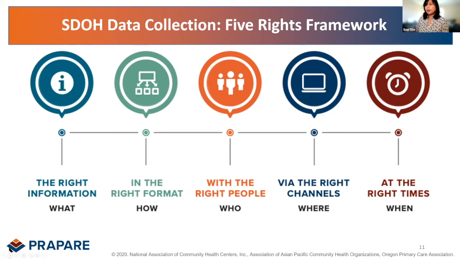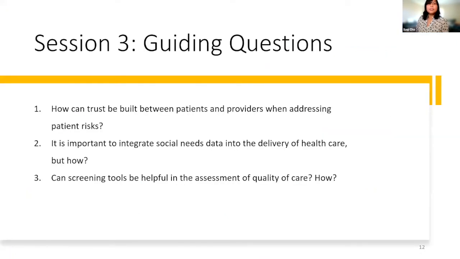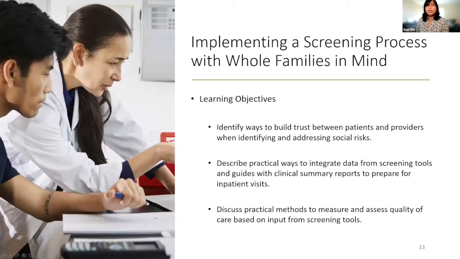Today our discussion is guided by the following questions, focusing more on maternal and child health. So the first is, how can trust be built between patients and providers when addressing patient risks? We talked a little bit about this last time, but we're going to explore it a little bit more today. Question 2, it is important to integrate social needs data into the delivery of healthcare, but how? So how to put it into practice. And then number 3, can screening tools be helpful in the assessment of quality of care? And if so, how?